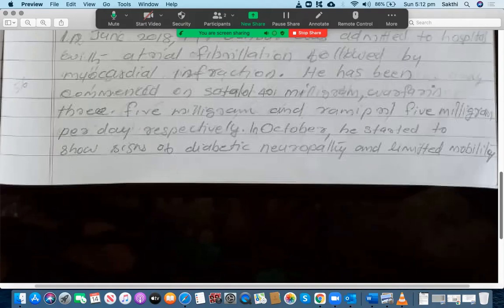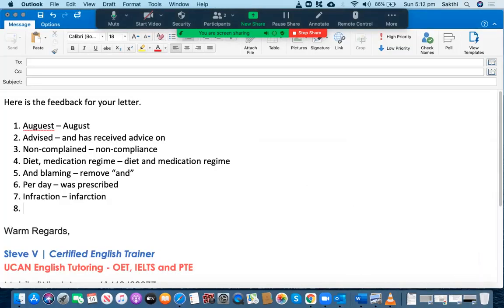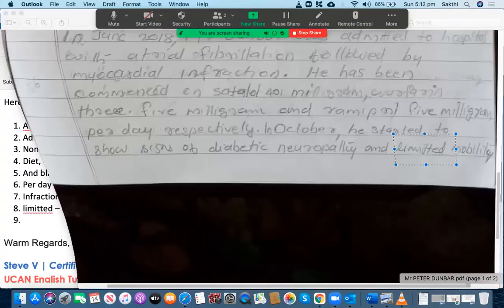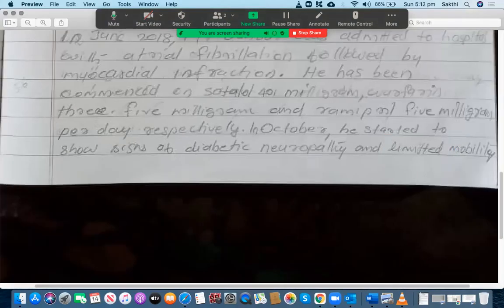In October, he started to show signs of diabetic neuropathy and limited. Okay, again, it's not double T. It's only one T. Limited. That's wrong. See, this one, it changes automatically, isn't it? So limited. It's only one T. Don't use double T. That's wrong. Limited mobility. All right. Okay. So I know the October spelling, but sorry.